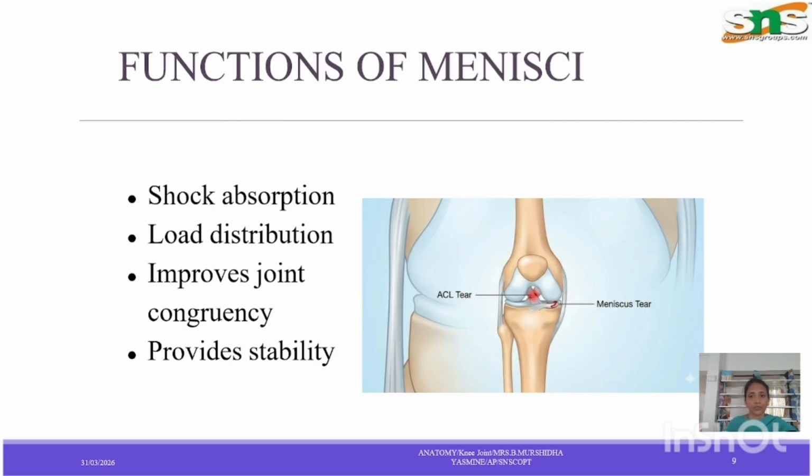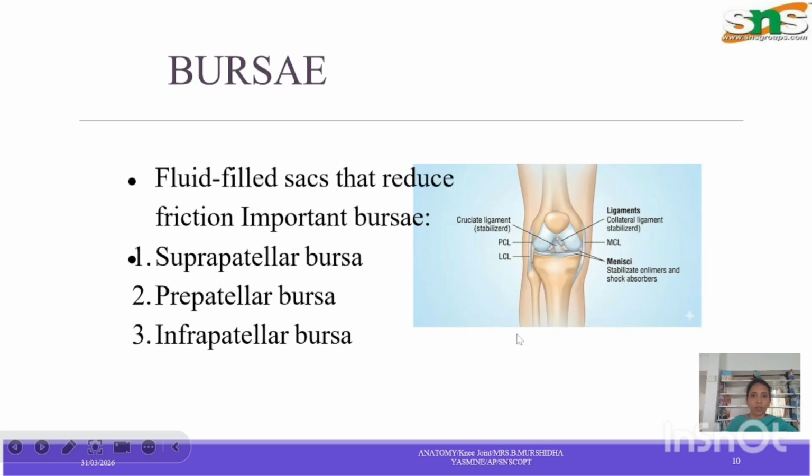What is the function of the meniscus? Primarily shock absorption during the weight distribution, and proper load distribution to the lower limb. It improves the joint congruency. As we discussed earlier, the meniscus gives the deepening of the cavity. The meniscus deepens the socket to fit the femur into the tibia. So it improves the joint congruency, and the meniscus provides stability also.